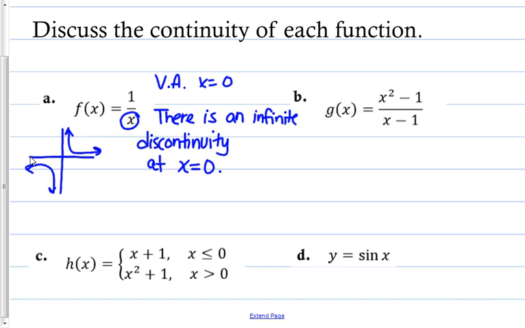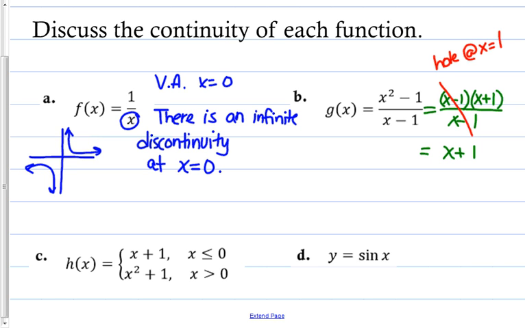Let's see. If I want to figure out the discontinuity or continuity of this function, first I want to see, are there any holes? I can actually factor out the top to be x minus 1 and x plus 1. So then I have x minus 1 on the bottom. These factor out. The fact that they factor out means that I have a hole at x equals positive 1. And I'm left with just x plus 1.